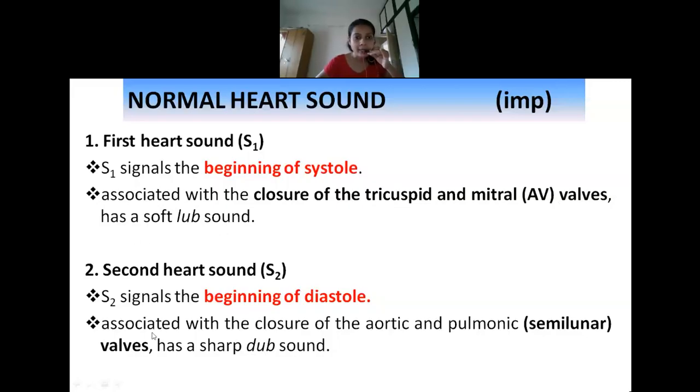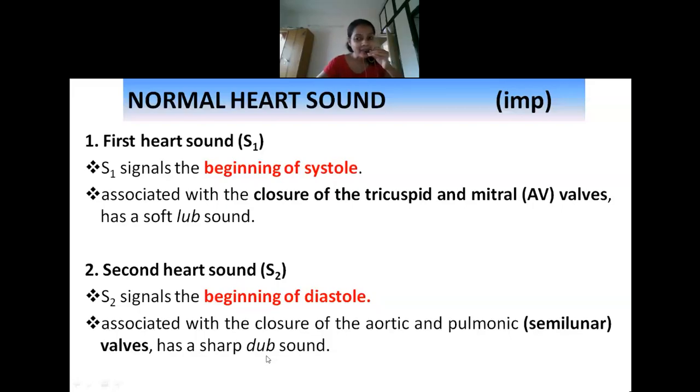Next one is S2. S2 is also called the second heart sound. These are the normal heart sounds. When you hear S2, it is the beginning of diastole. And why do you hear it? Because of the closure of the semilunar valves, that is your aortic and pulmonic valve, and it is referred to as dub.